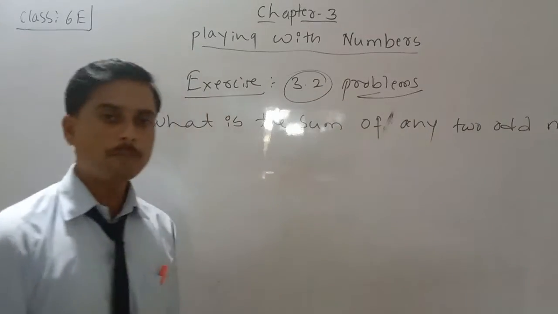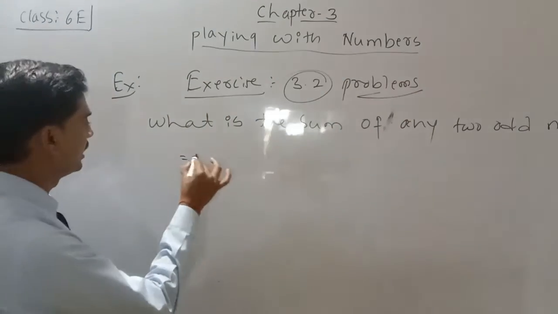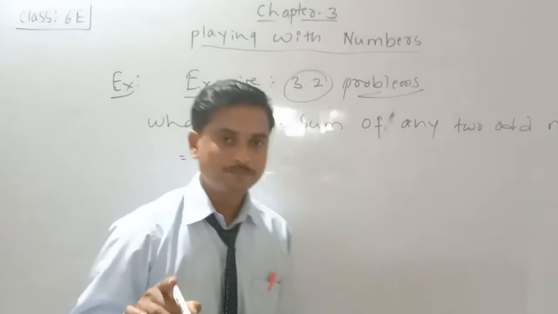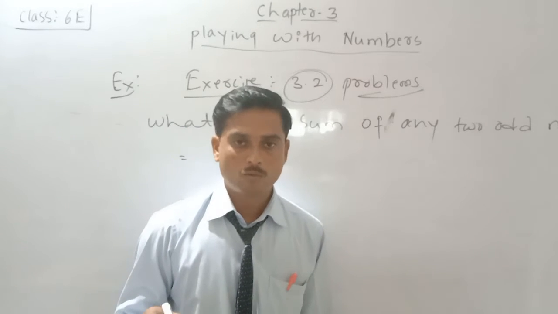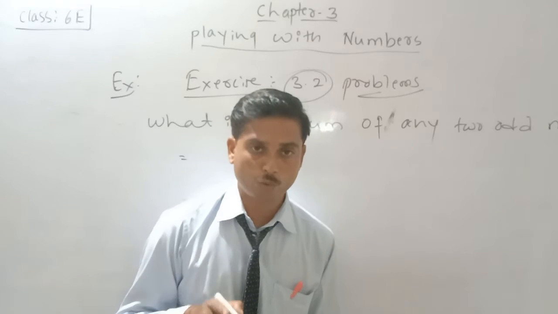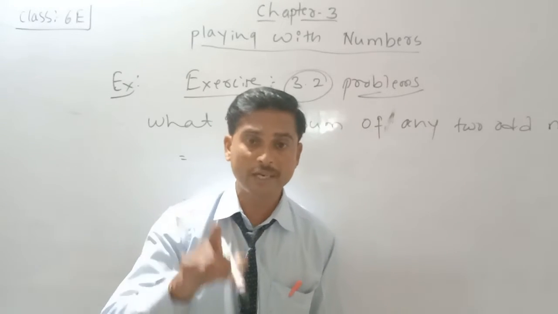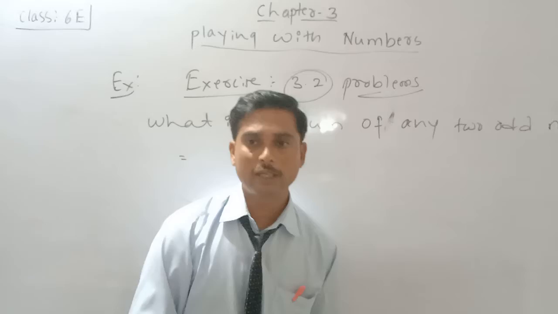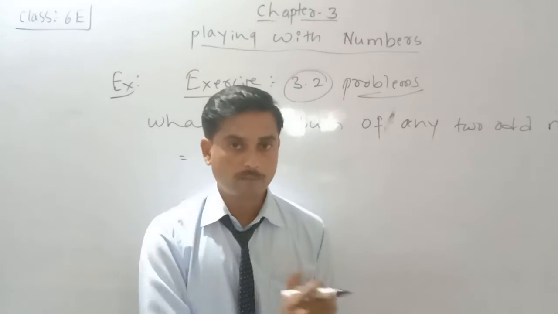Okay, what is the sum of any two odd numbers means you should write here. What is an odd number? Which numbers are completely divisible by 2? Which numbers are not completely divisible by 2? Those numbers we call odd numbers.